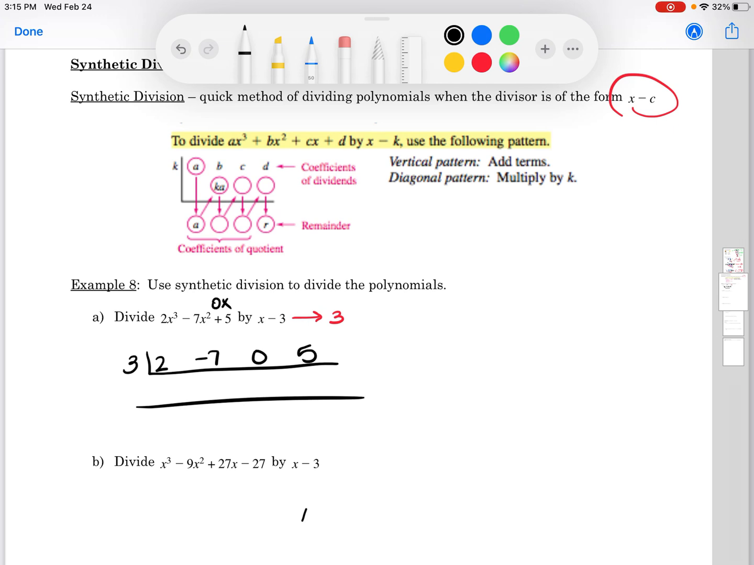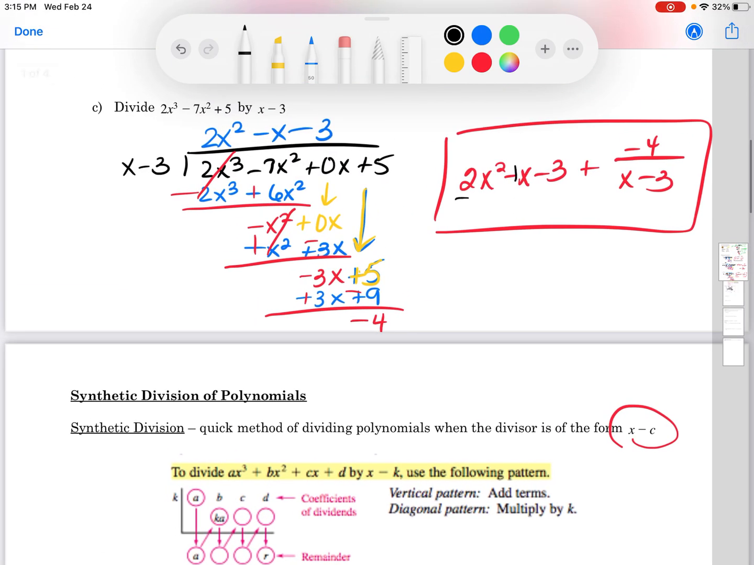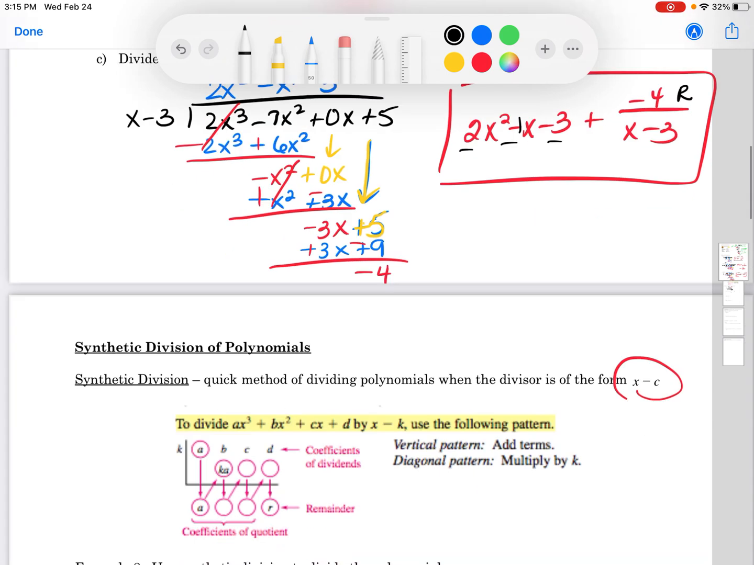And this is going to be a series of really adding and multiplying. So the first thing I'm going to do is bring down the 2. 2 times 3 is 6. Now I'm going to add these together. That's going to give us negative 1. Then I'm going to multiply. Negative 1 times 3 is negative 3. Add down, I get negative 3. Negative 3 times 3 is negative 9. Add down, I get negative 4. And if you notice, that is the same remainder that we got from the problem up here. 2, negative 1, negative 3, with a remainder of negative 4.